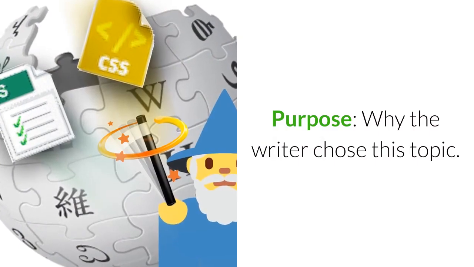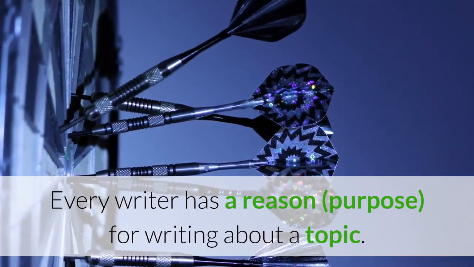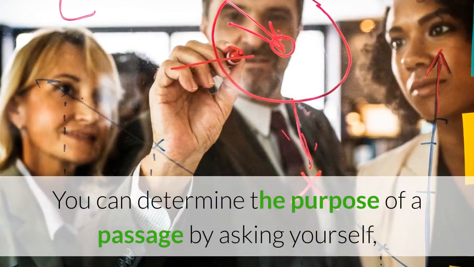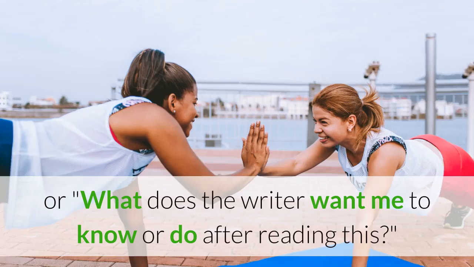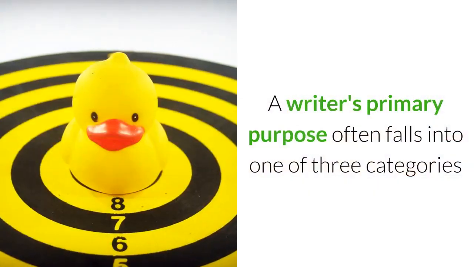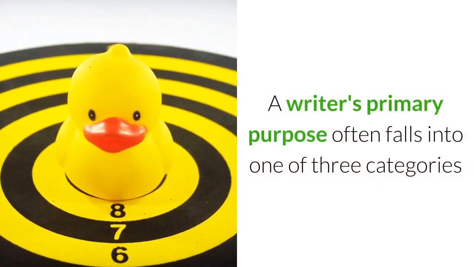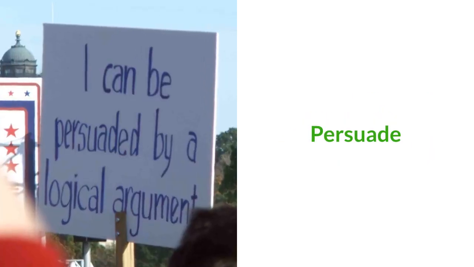Purpose. Why the writer chose this topic. Every writer has a reason or purpose for writing about a topic. You can determine the purpose of a passage by asking yourself, why is the writer telling me about this? Or, what does the writer want me to know or do after reading this? A writer's primary purpose often falls into one of three categories: persuade, inform, or entertain.